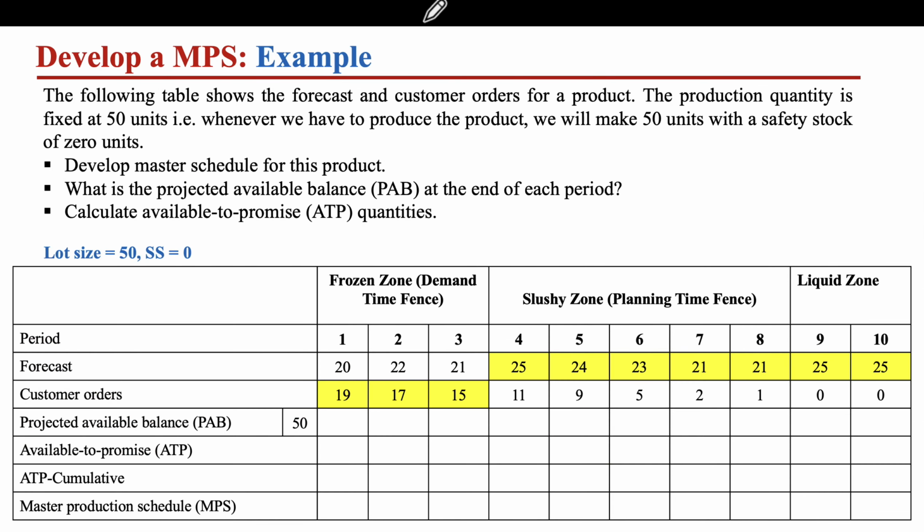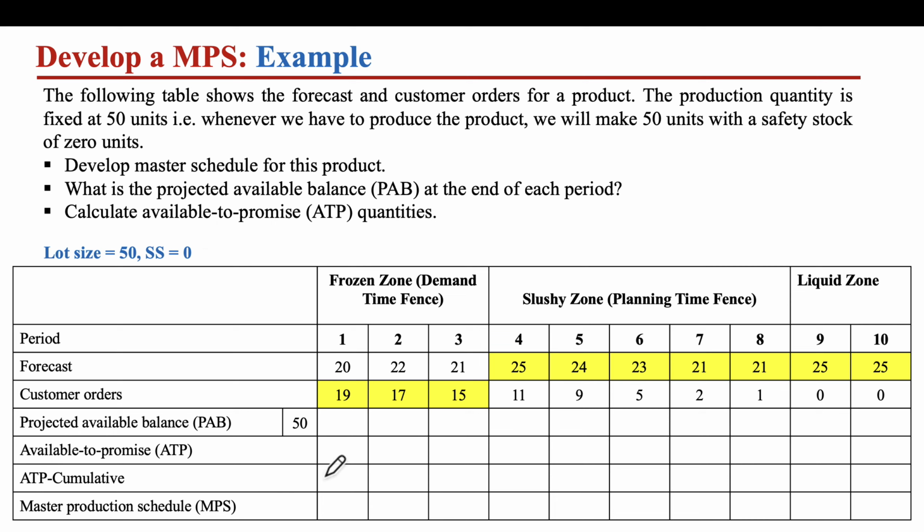The next thing is to develop master production schedule with different time zones. There are 3 zones. One is frozen zone, in which you do not have much flexibility. So to develop MPS, we will start with our approach that here we have available balance of 50. Is this 50 sufficient to meet the demand for 19? Yes, it is sufficient. So which means we don't need to produce here anything. And some other information is that lot size is 50 and safety stock is 0.